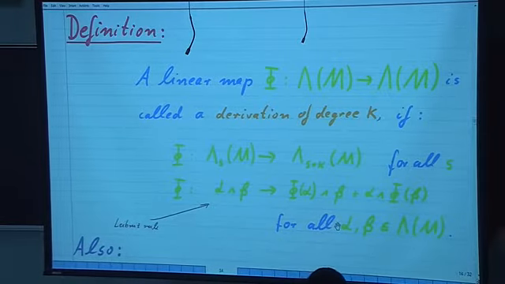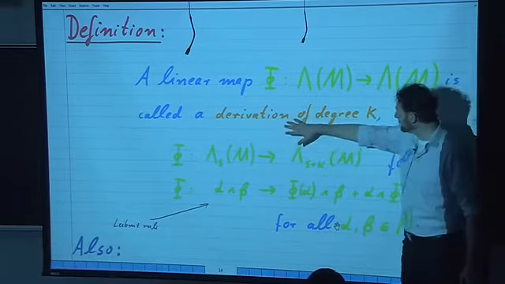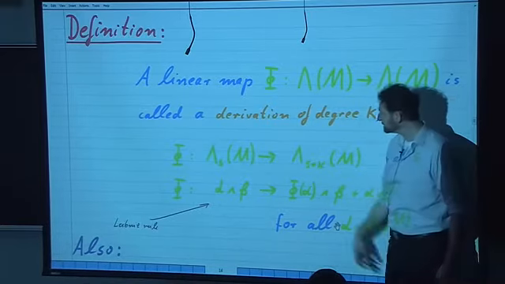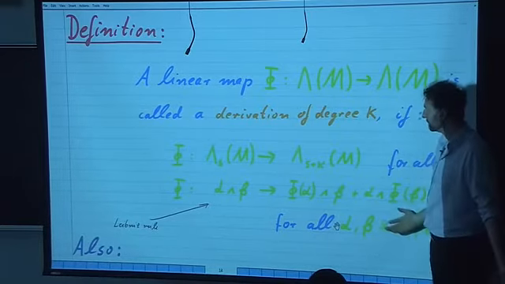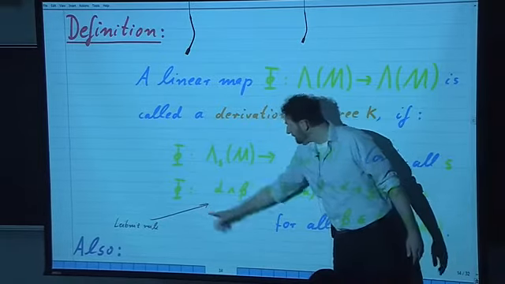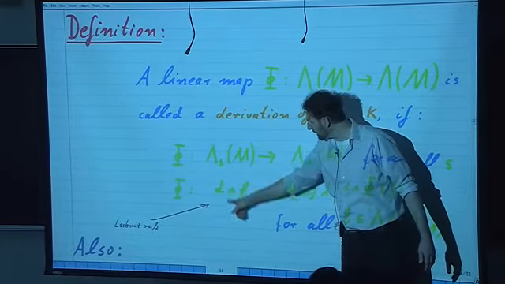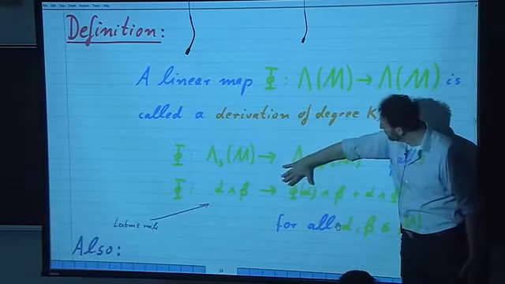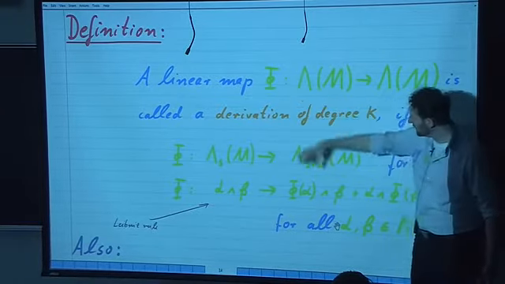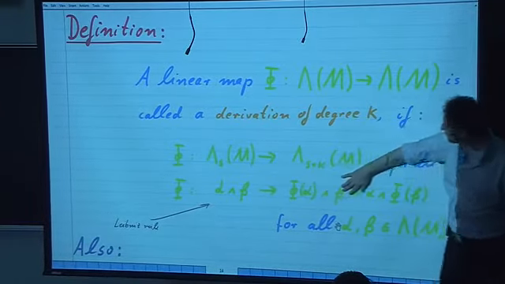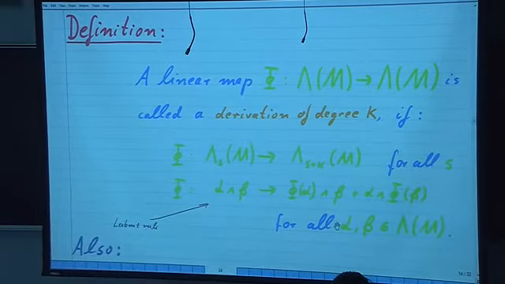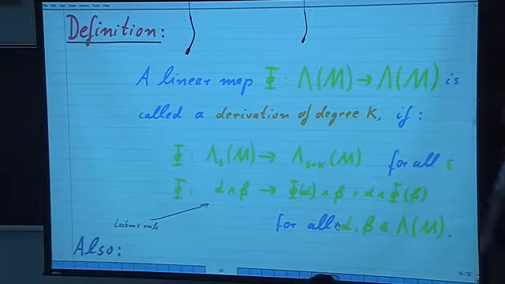Everything possible here. So a linear map is called a derivation of degree k if it maps S forms into S plus k forms for all S, and if it obeys a Leibniz rule. So when applied to the wedge product of two differential forms, alpha wedge beta, then you obtain what you get when you apply the derivation on the first factor, leaving the second the same, plus leaving the first the same and applying the derivation on the second factor, as it should be for a product rule, for a Leibniz rule. And that's got to be true for all differential forms.